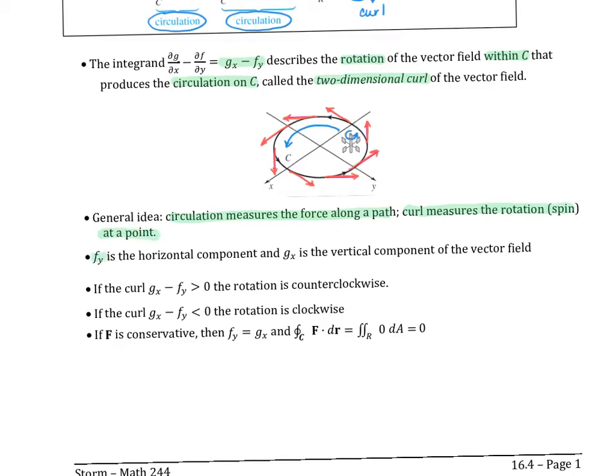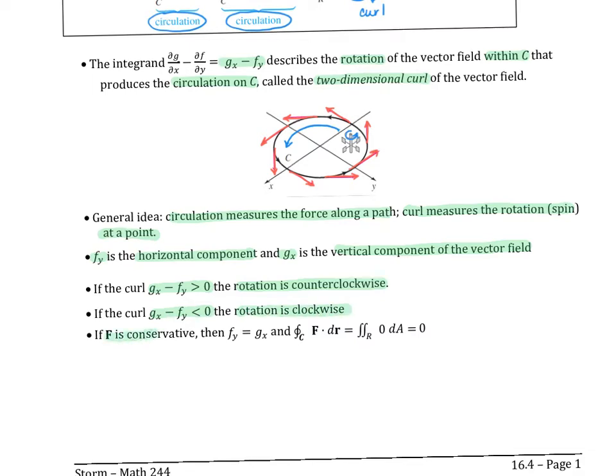And then this f sub y, g sub x, these are just components once we've broken it down into a double integral, where f sub y would be the horizontal component, g sub x is the vertical component of the vector field. So all the vectors in there can be broken down component-wise into f sub y, g sub x. So if our curl happens to be positive, then the rotation is going to go counterclockwise, the usual direction. If our curl is negative, rotation is clockwise.